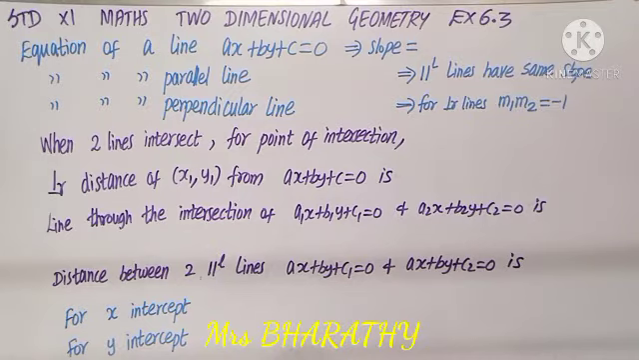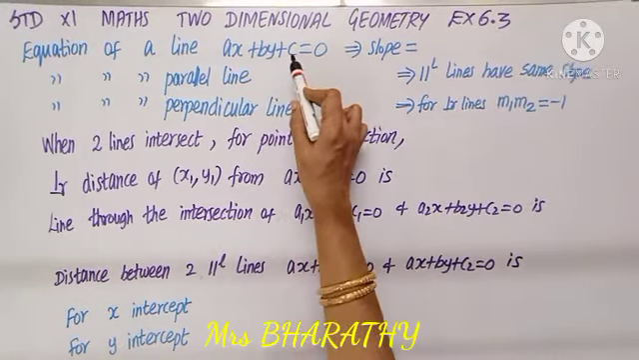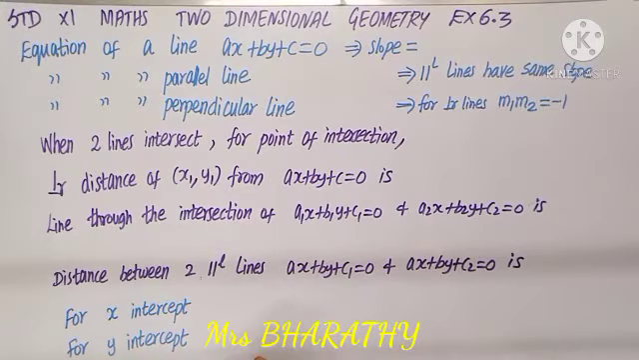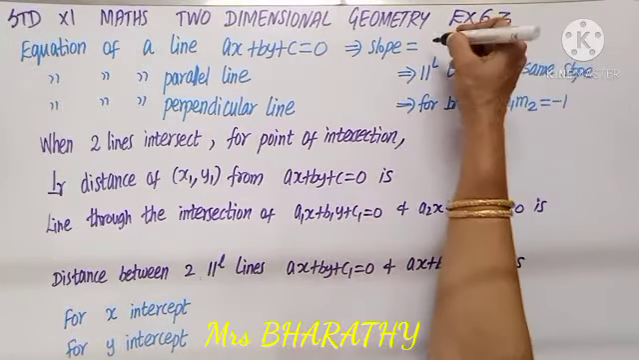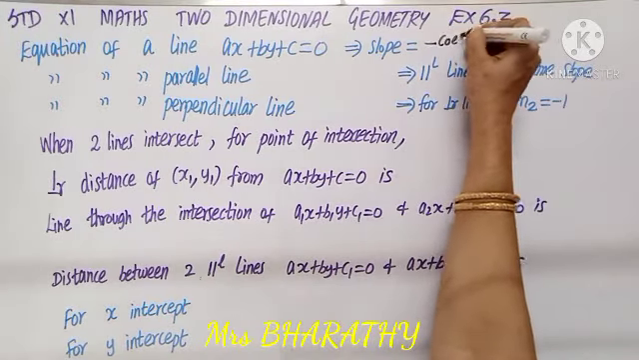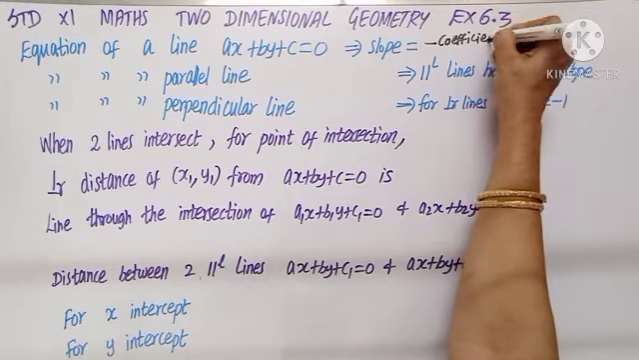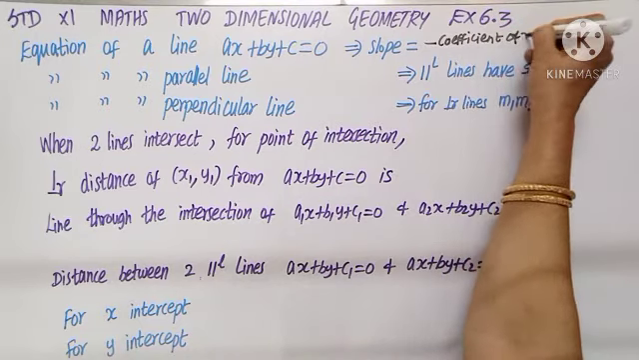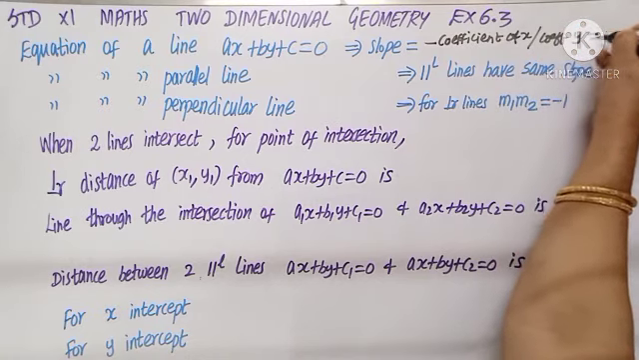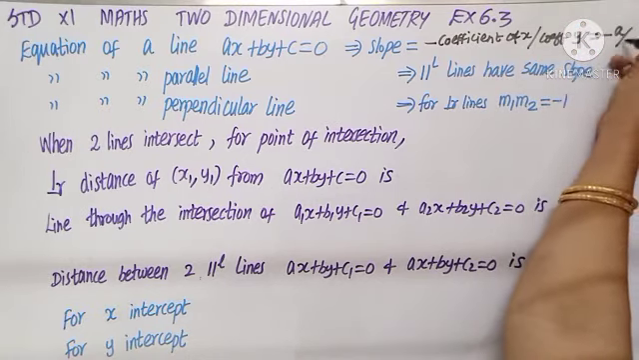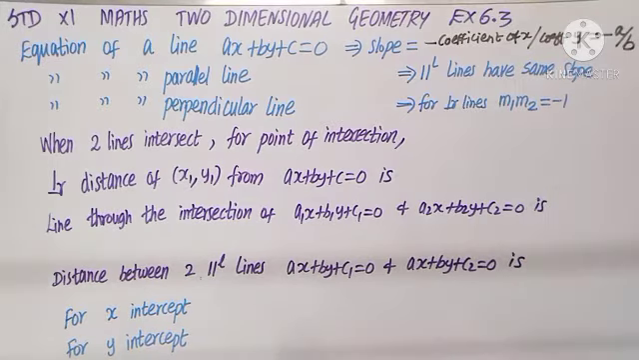Given an equation of a line ax plus by plus c equal to 0, how am I to find the slope of it? The slope of this equation is minus coefficient of x by coefficient of y. Here, the coefficient of x is a and the coefficient of y is b.